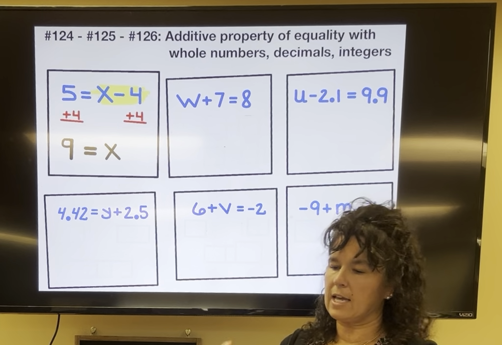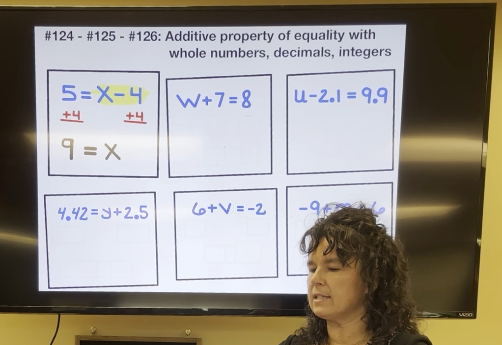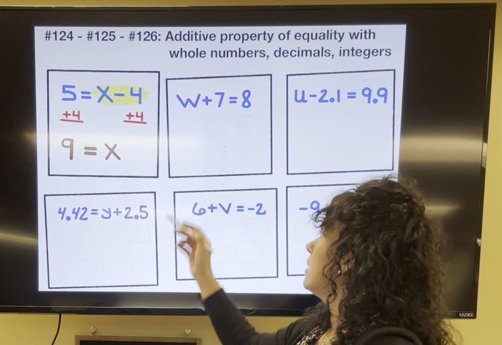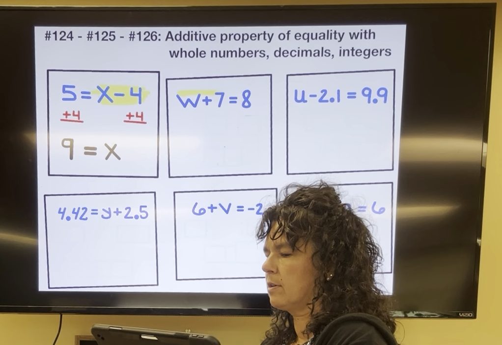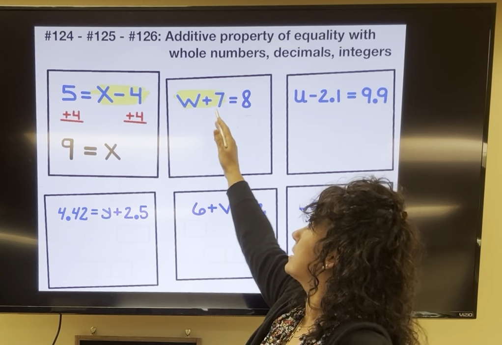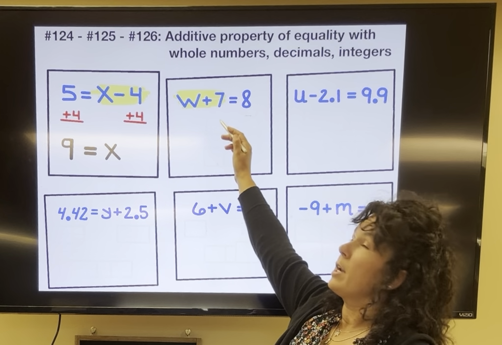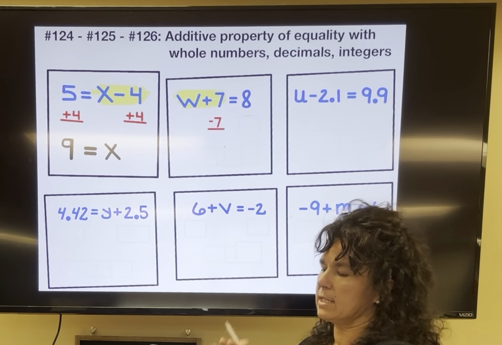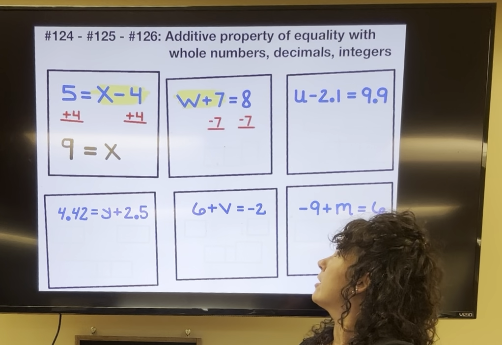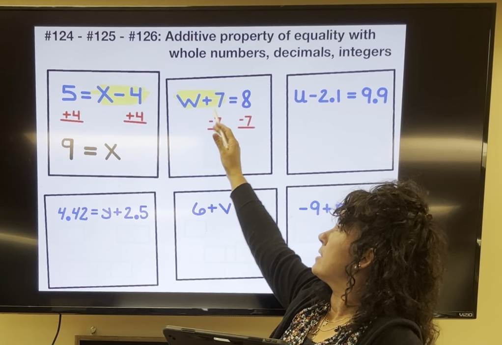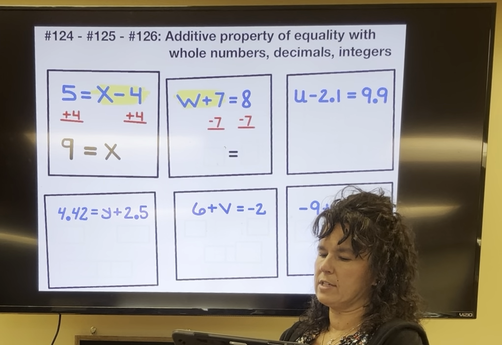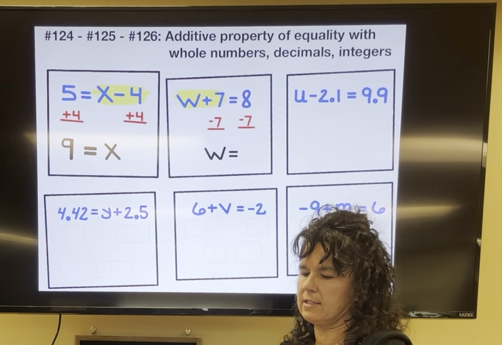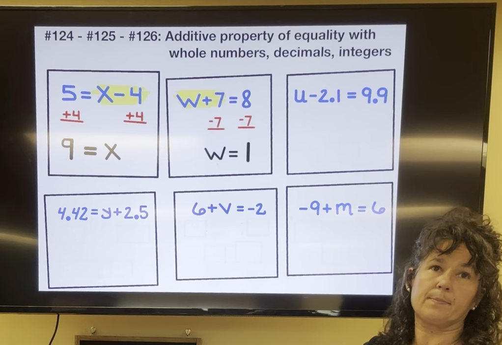In this one, again, I ask myself, what is on the same side as the variable? So W, next to the W is the +7. So I want to get rid of this add 7, and to do that, I'll subtract 7. What I do to one side of the equal sign, I do to the other. And so since this 7 got rid of this 7, on the left, I have a W left over. And then 8 minus 7 is equal to 1.